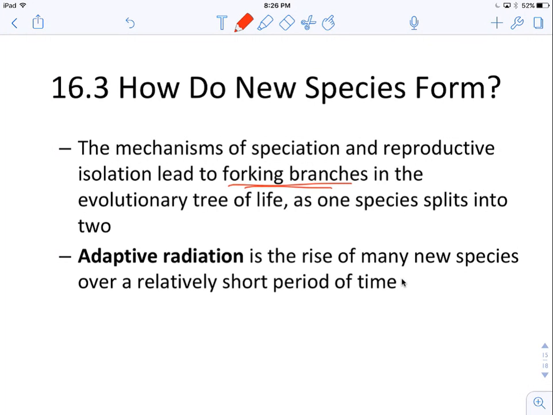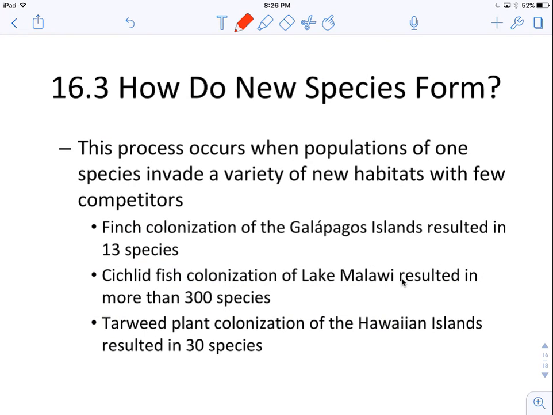Sometimes these forks or splits happen very quickly, and then we call them adaptive radiation. So you get many new species in a relatively short period of time. We can see this adaptive radiation in new habitats with few competitors. Darwin's finches colonized the Galapagos Islands, and in a very short period of time, one species of finch turned into 13.